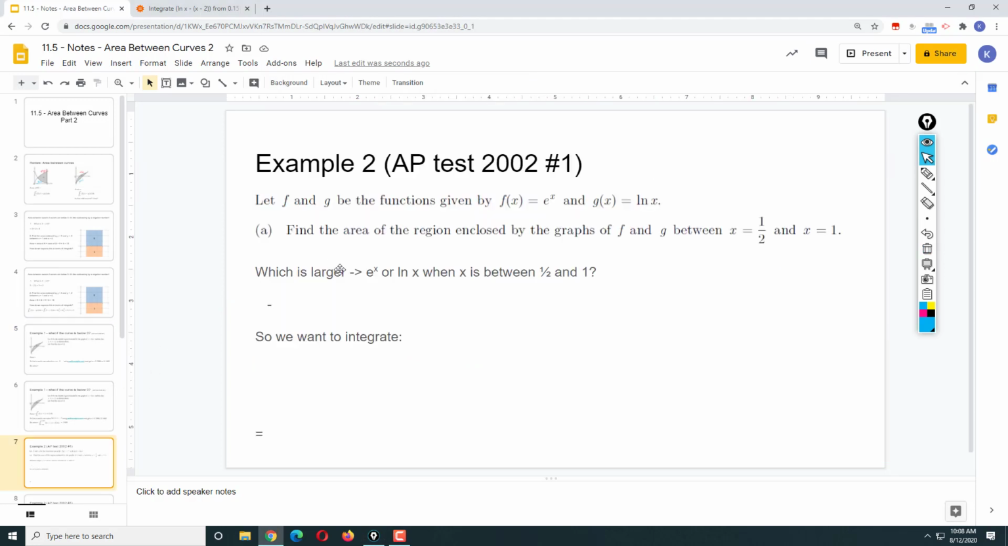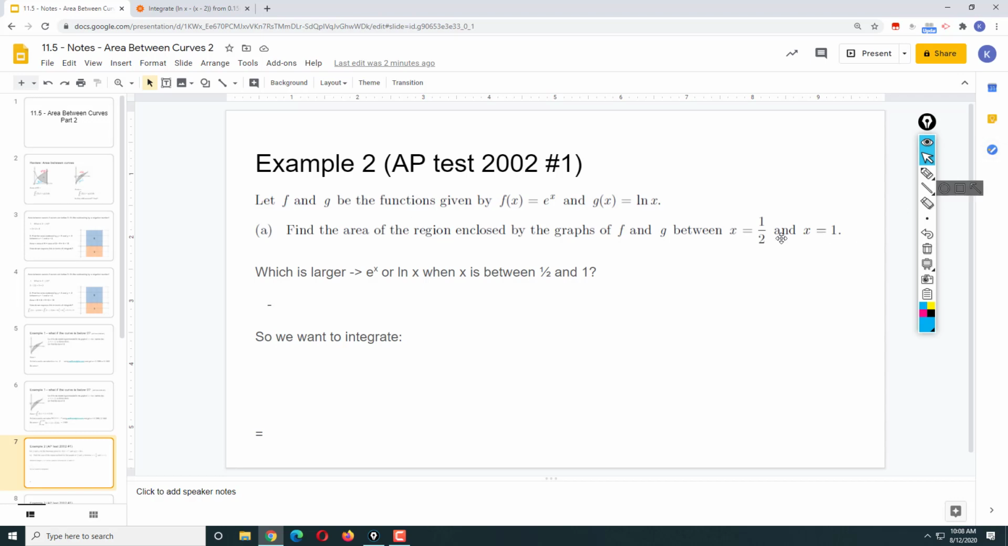Next, example 2. This time we're not given the graph. Let f and g be the functions given by f of x is equal to e to the x and g of x is equal to ln x. We want to find the area of the region enclosed by the graphs of f and g between x equals 1/2 and x equals 1.